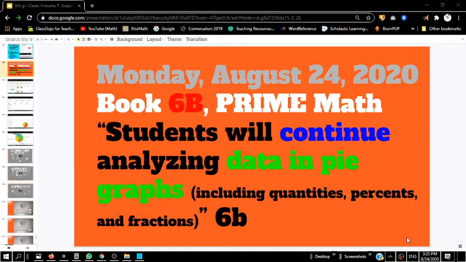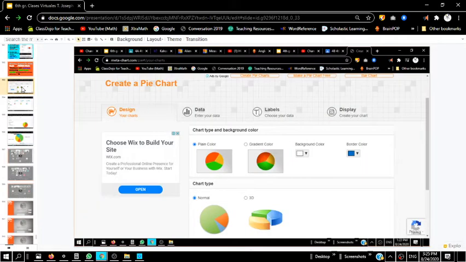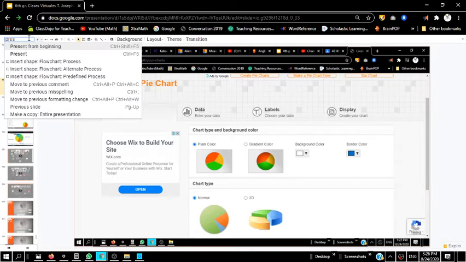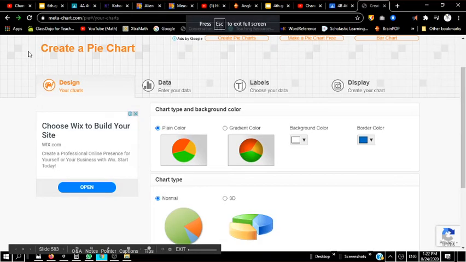Today we're going to continue analyzing data in pie graphs, including quantities, percents, and fractions. Before we get to the book, I just wanted to show you one resource that I thought was kind of cool, which is metachart.com. Metachart.com allows you to make different types of graphs, specifically in this case a pie graph, right?